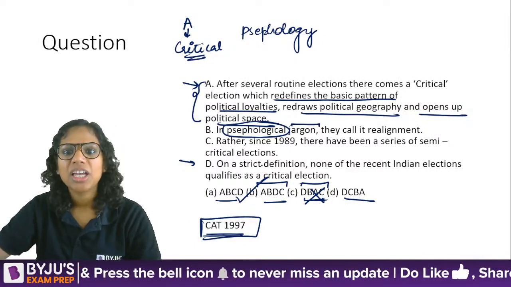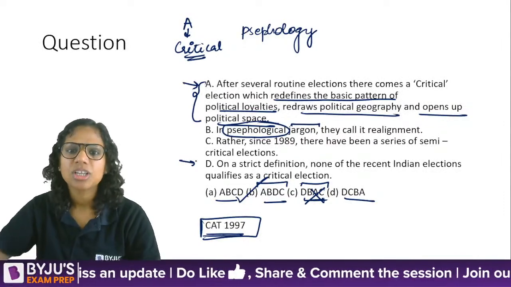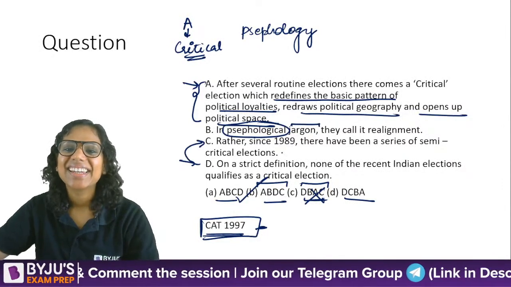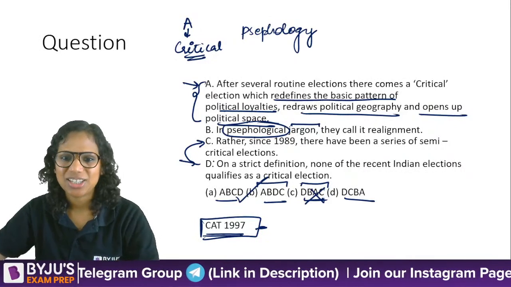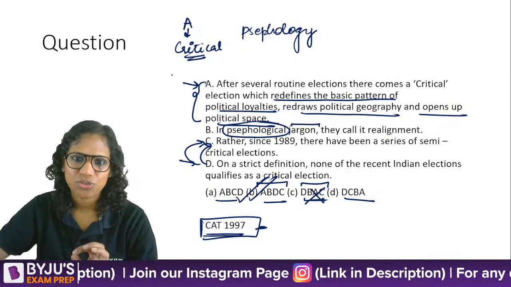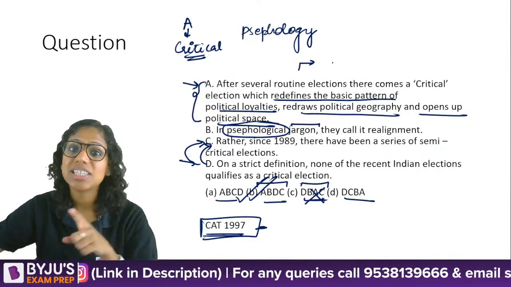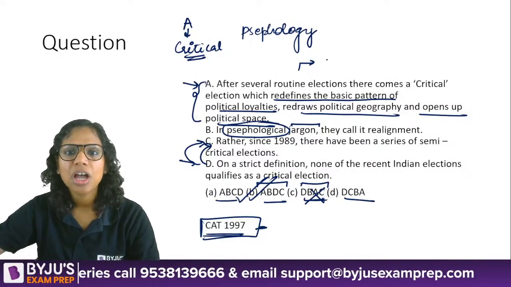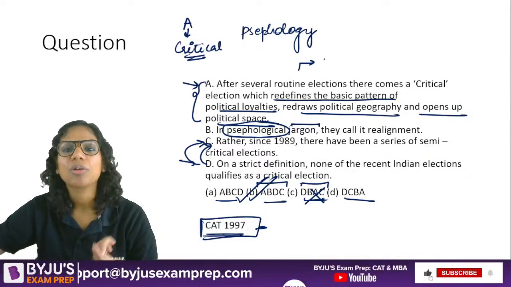All right. On a strict definition, none of the recent Indian elections qualifies as a critical election. Because this is 1997, we understand they are saying this. And lastly, it says rather since 1989, there have been a series of semi-critical elections. So DC also makes a pair, as I said, a pretty easy question. Just that now sometimes CAT asks questions of the same level. If you open your last 5-year papers and look at the Parajumbles, a couple of them you'll find are of the same level. However, there are no options.